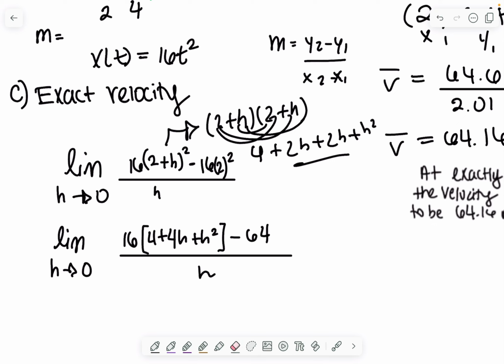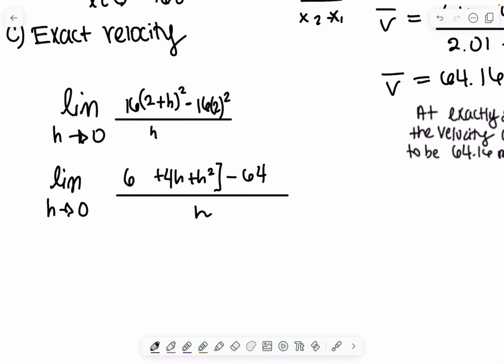You can distribute the 16. That becomes 64 plus 64h plus 16h squared minus 64. And then these 64's cancel out. And then we can factor out an h from here. So this becomes h times (64 plus 16h). And then these h's cancel out. And we're left with 64 plus 16h.